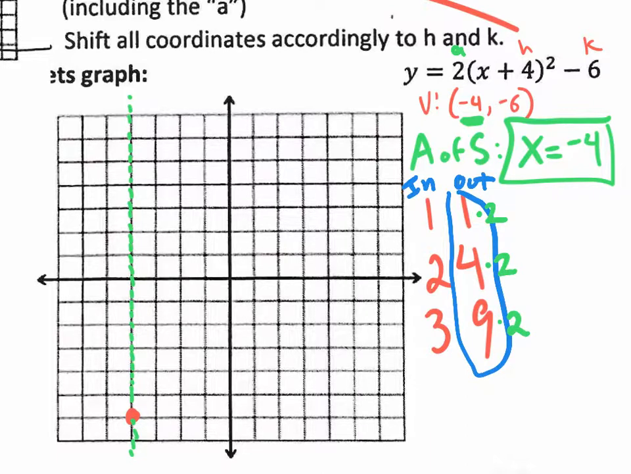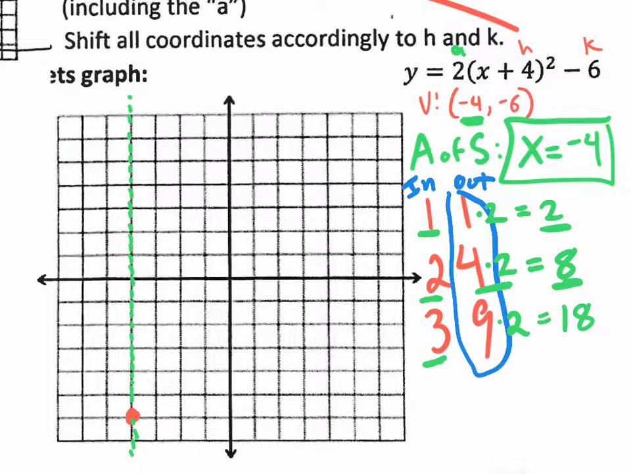Thus producing a new modified pattern. Instead of 1, 1, it's going to be 1, 2. Instead of 2, 4, it's going to be 2, 8. Instead of 3, 9, it's going to be 3, 18. And we're not even going to use 3, 18 because this graph is way too small to move 18 spaces, right?